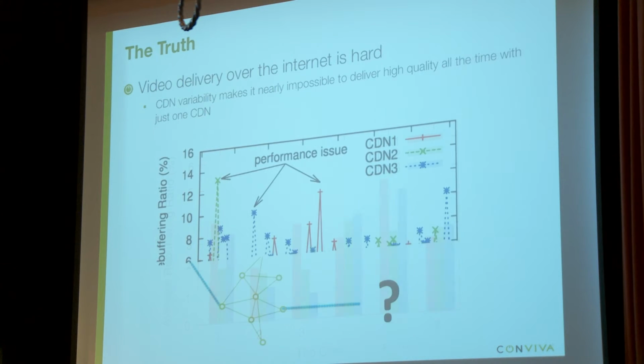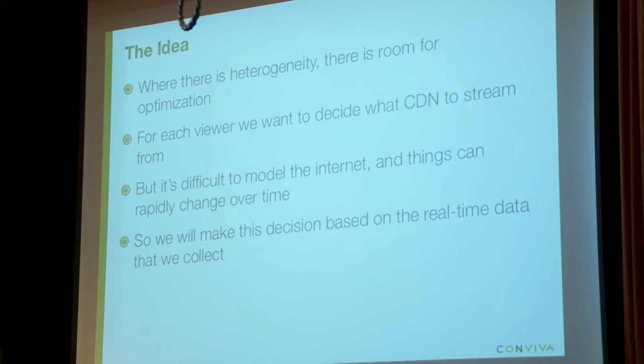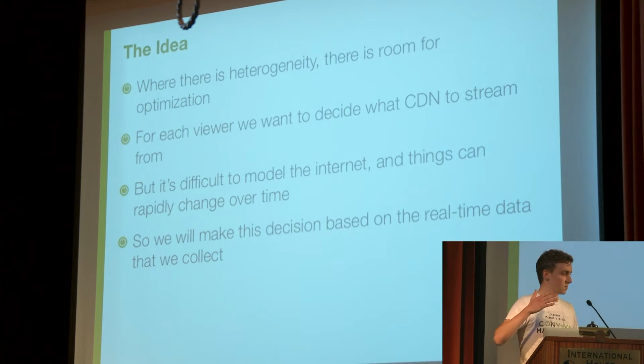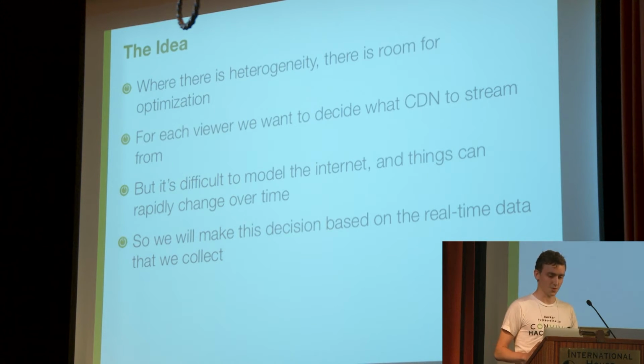In addition to that, you can't just fix this by providing a static policy because CDN performance varies over time. All 3 major CDNs across the same time interval suffered major performance degradation. So this is a serious problem, and it's the core problem that we were aiming to solve. Because fundamentally, where there's heterogeneity, there's room for optimization. So at the core of this, for each viewer, we want to decide what CDN they should stream from. But it's difficult to model the entire internet.